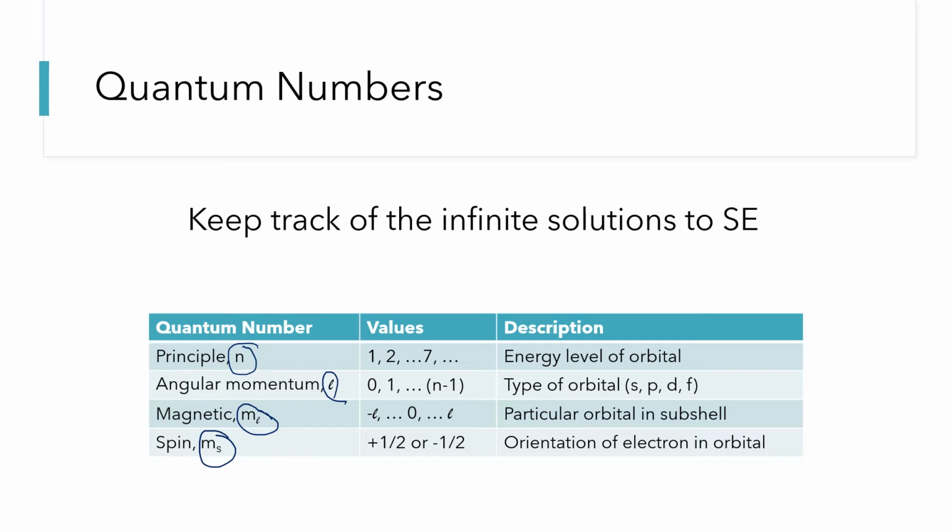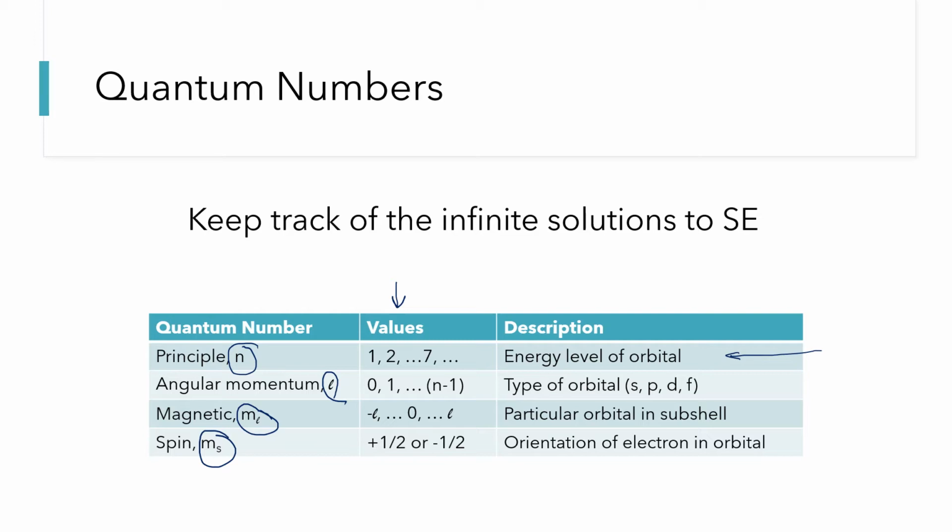So what do these things mean? That principal quantum number is associated with the energy level of the orbital. So if the principal quantum number is 2, it means that we're in the second energy level or the second shell. The values that the principal quantum number can take, which is this middle column right here for the values, the smallest number that N can take is 1, and then it just counts up by the counting numbers.